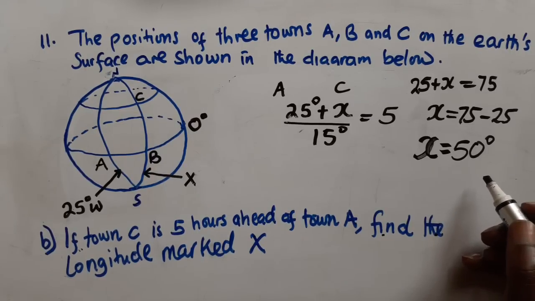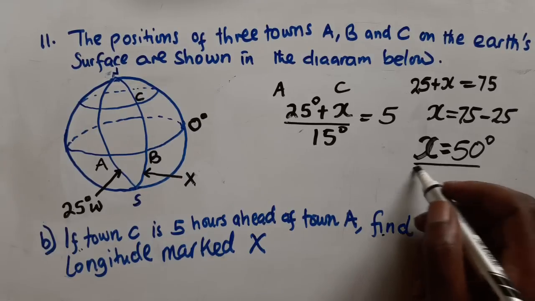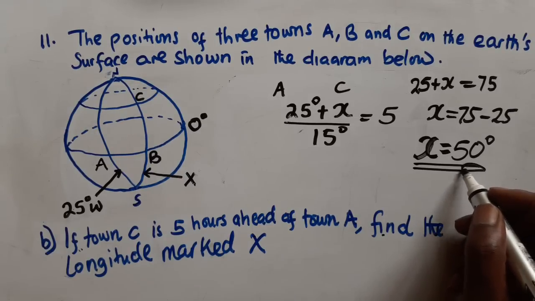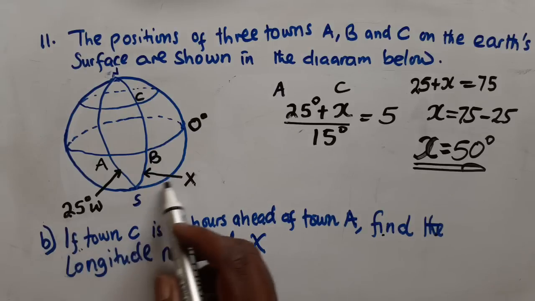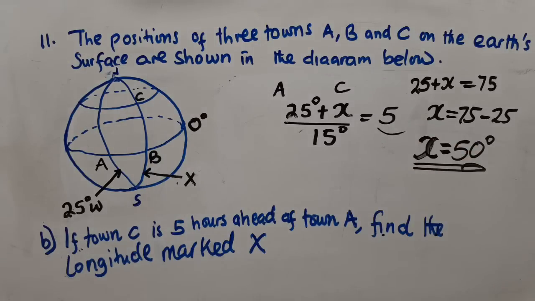I hope you are following. All right. This is what's going to be our answer here. So if you add this and that, you get 75. 75 divided by 15, you get 5. We go to the next question.